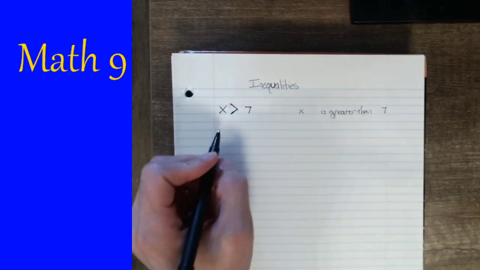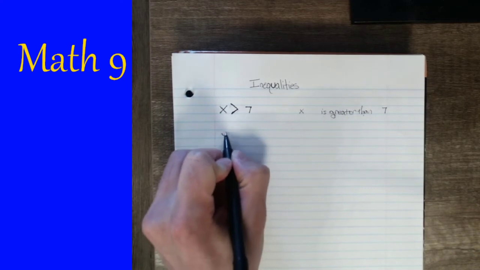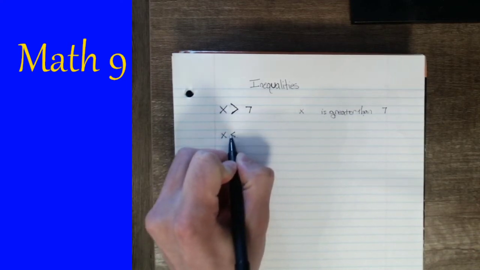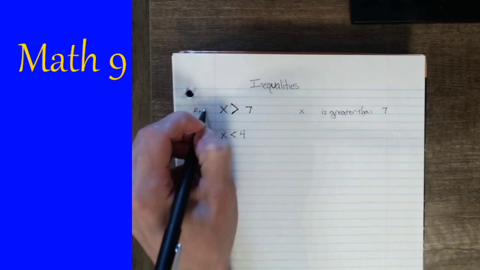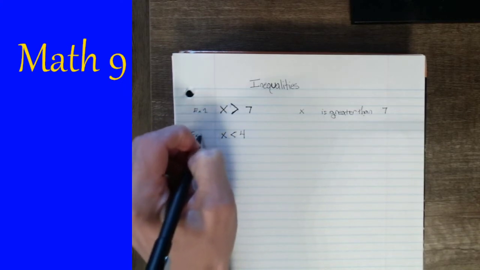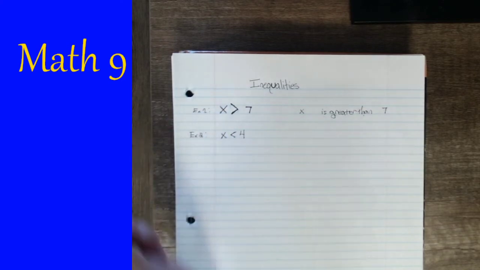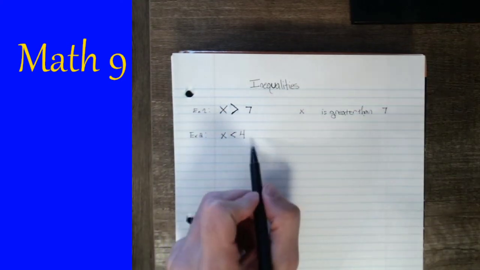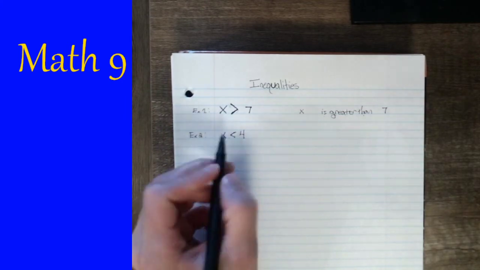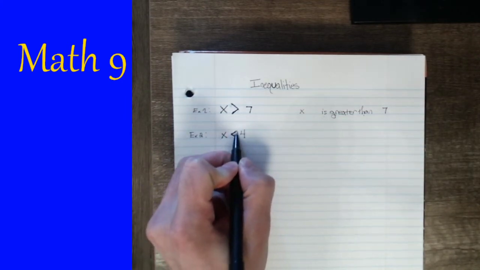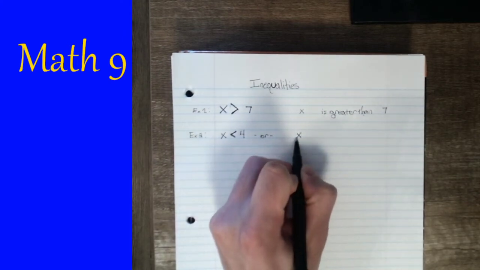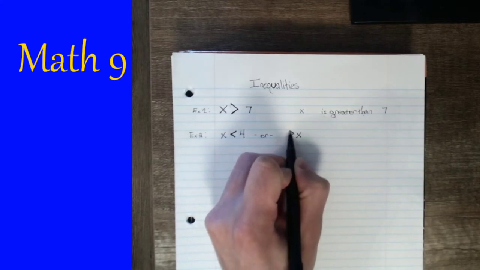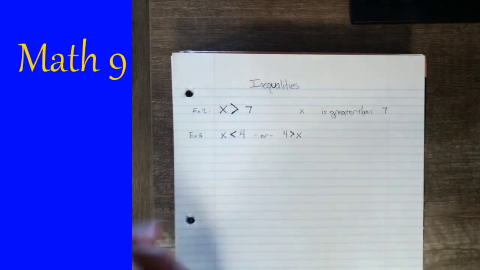Another example would be x is less than 4, example 2. We can see this in a couple of different ways. We could see x is less than 4 written like so, or alternatively, 4 is greater than x.